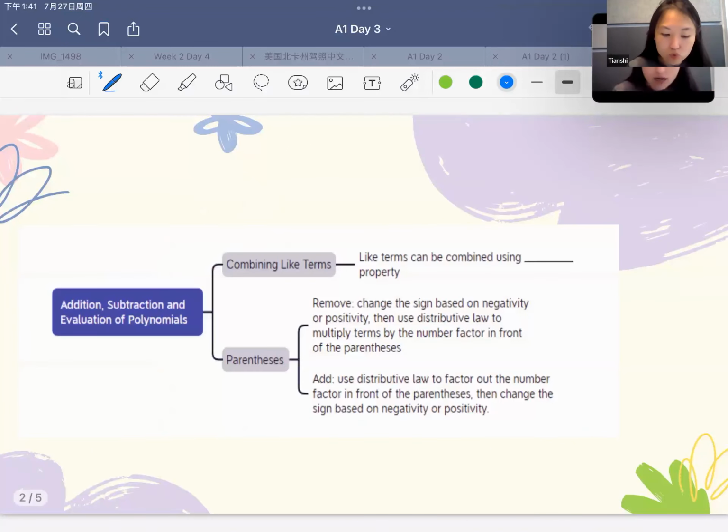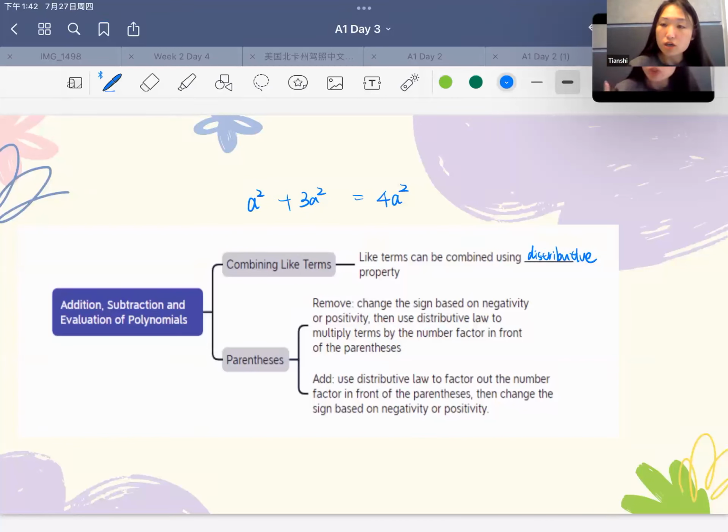So first of all, let's review the basic steps for us to do the addition, subtraction, and also evaluation for the polynomials. The first step, we need to combine the like terms. And the like terms can be combined using the distributive property. Like terms means the terms with the same variable and also the same exponent. For example, a squared and 3a squared. These two terms are like terms, so we can combine them together and they can be simplified in the form of 4a squared.